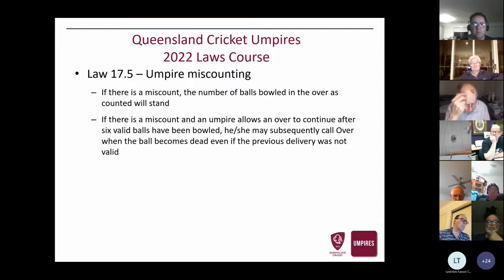The most important thing to understand is that if there is a miscount and the umpire allows the over to continue after 6 valid balls have been bowled, they may call over when the ball becomes dead on a subsequent delivery, even if that previous delivery was not valid. So let's say you've had 6 legal deliveries in an over and you allow a 7th ball to be bowled, which is a no ball. Even though under the law we would re-bowl a delivery that's a no ball, because we've miscounted and we have had 6 valid balls in that over, we can call over and move on and just put it down to some pretty ordinary counting.